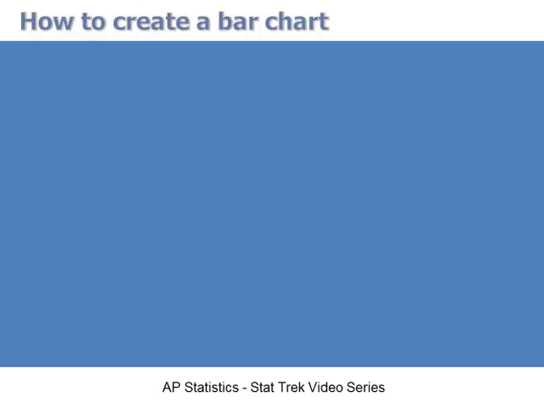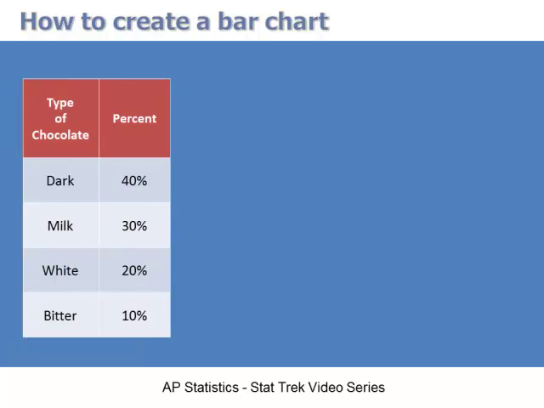Let's work through an example to show how to create a bar chart from data. First, we need some data. So here are the results of a survey in which respondents identified their favorite type of chocolate. 40% of respondents preferred dark chocolate, 30% preferred milk chocolate, 20% preferred white chocolate, and 10% preferred bitter chocolate. Let's turn this table into a bar chart.